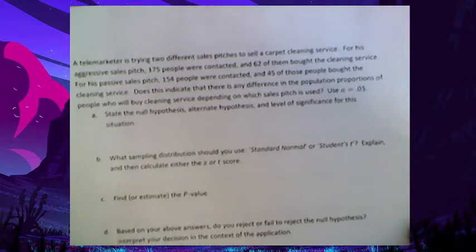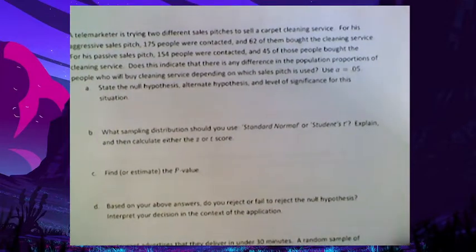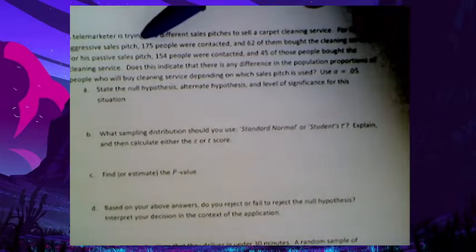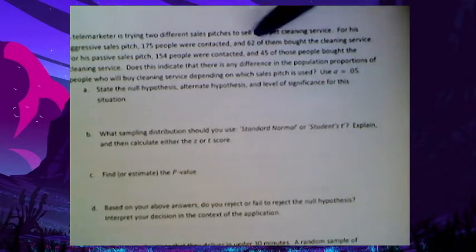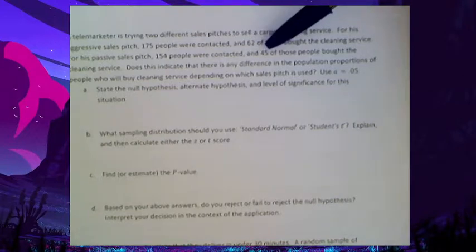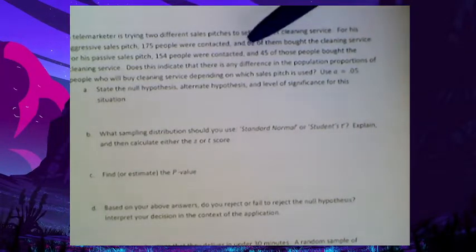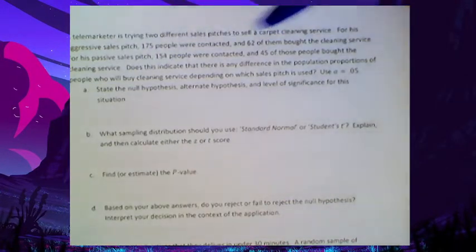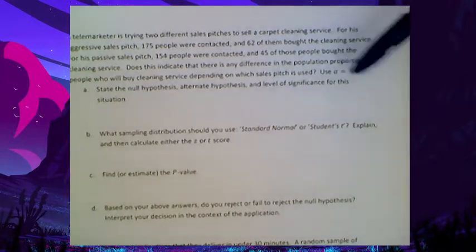Okay, on to the next page, problem 6. So we have a telemarketer trying 2 different sales pitches, one that is aggressive and one that is a little bit more passive. On this, you did 175 and got 62 that were successful. And on the other strategy, he did 154 and got 45 that were successful. So does this indicate that there is a difference in the proportions of sales for buying the service? And we're going to use an alpha of 0.05.